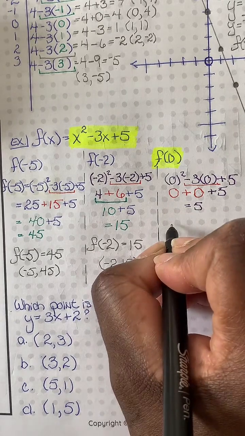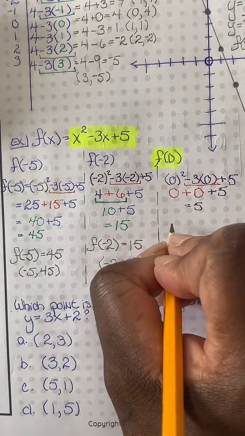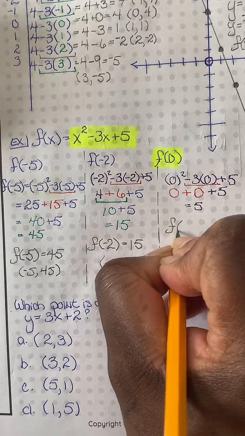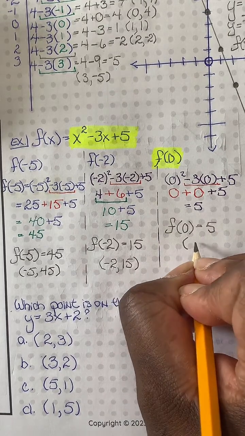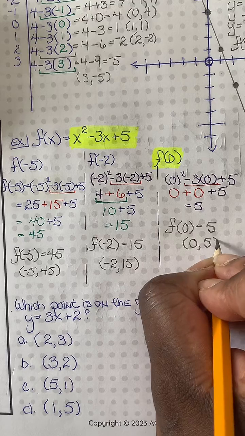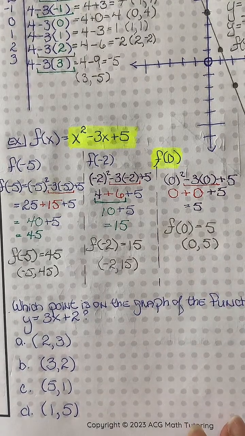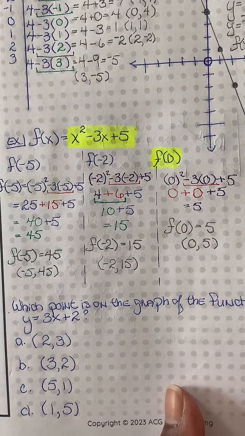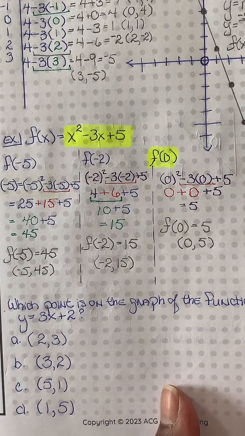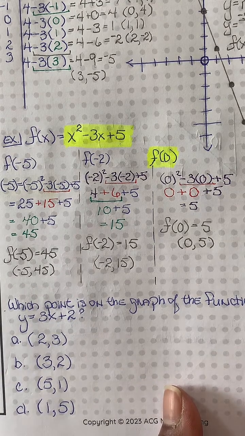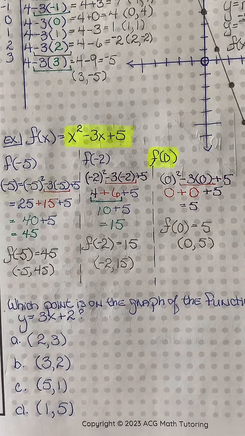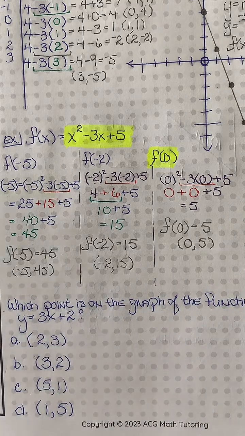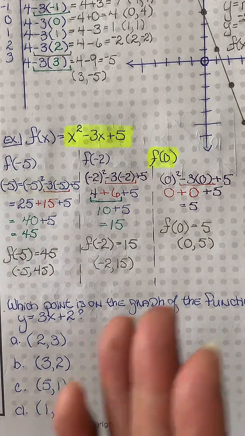So that means f of 0 is going to equal 5. The ordered pair that we're looking for is (0, 5). Yes, good, (0, 5). All right, so you guys are doing function notation. A lot of it is just simple substitution and then taking your time with the calculation.